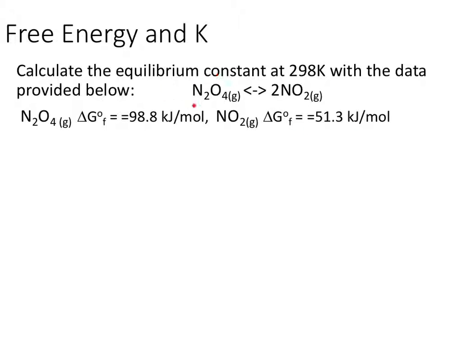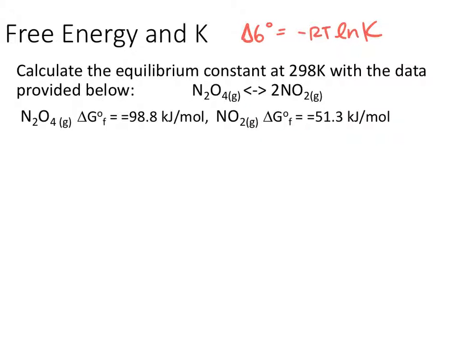Okay, so we're doing this calculation for this process. They've been very nice and provided us with some delta G naught of formation values. And so they want to know about free energy and K, so we should automatically start to think about this equation right here. They're asking about K. We can easily get there utilizing this equation.